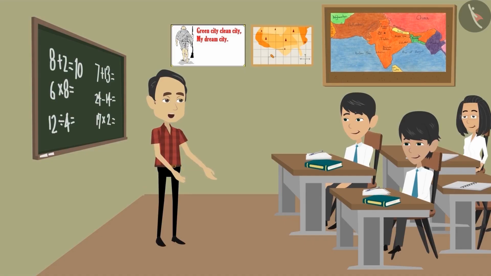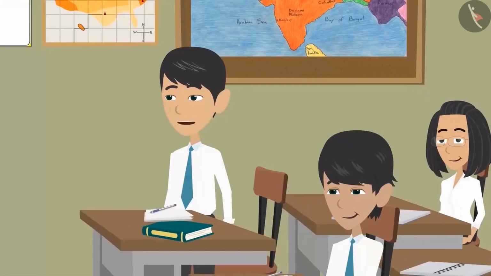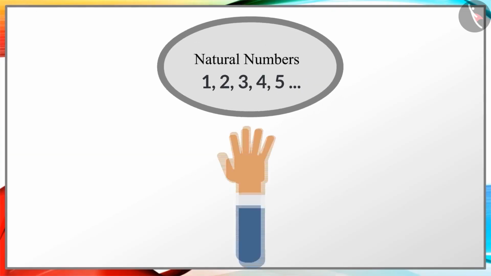Children, you must have read about numbers in previous classes. Now let us revise this once. Children, what are natural numbers? Sir, the numbers which we can count are called natural numbers. Like we have 1, 2, 3, 4 and 5 fingers in one hand.